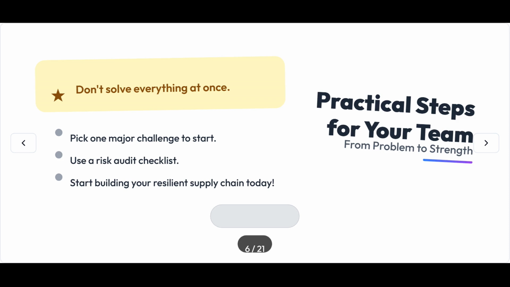So, how do you get started building resilience? Don't try to solve everything at once. Start small. Pick the one challenge from this guide that causes the most pain for your team right now. Use a risk audit checklist, like the one in the document's appendix, to start a conversation about how you can improve. That is your first step toward building a more resilient supply chain. Remember the key point about the interconnectedness of these challenges from our content plan? Addressing one area, like data quality, will have positive ripple effects across others.